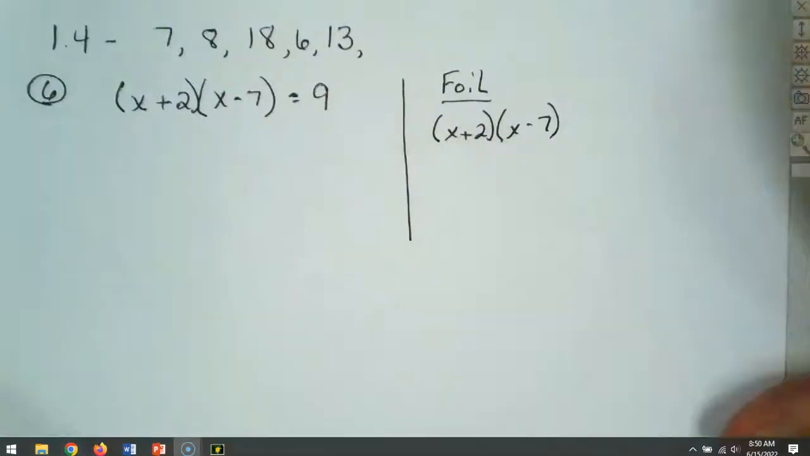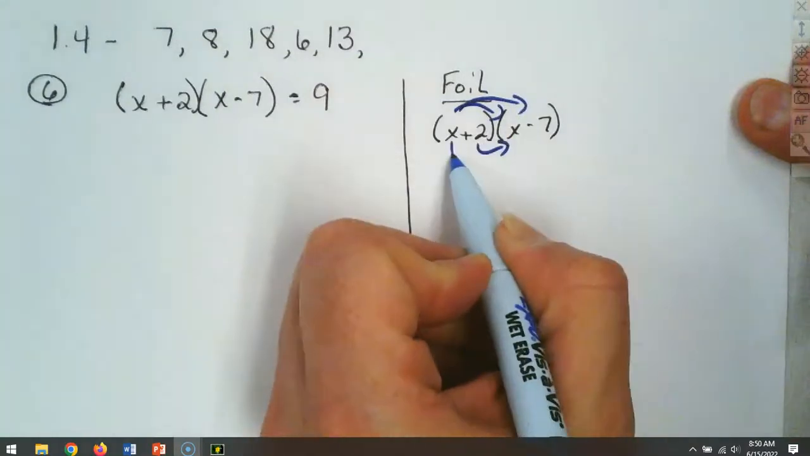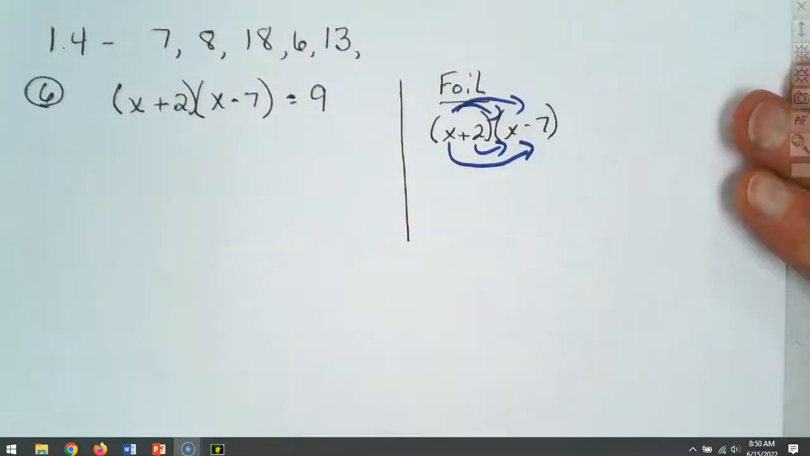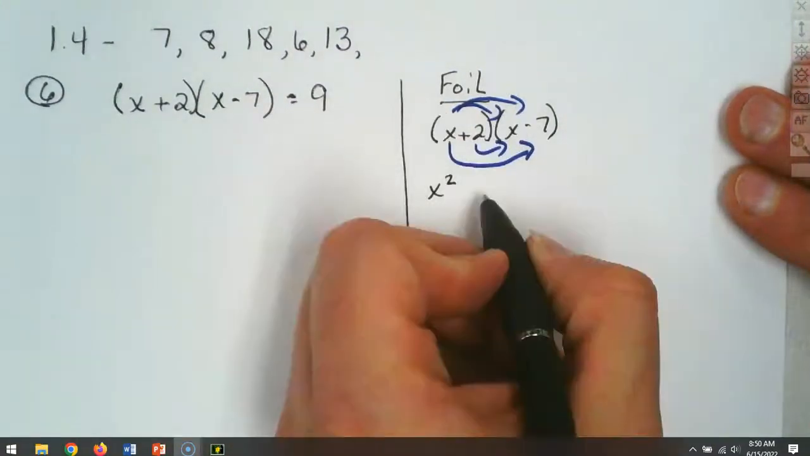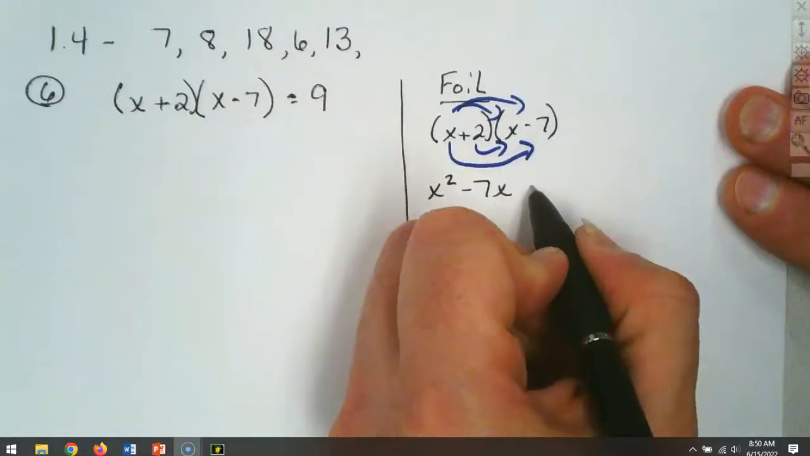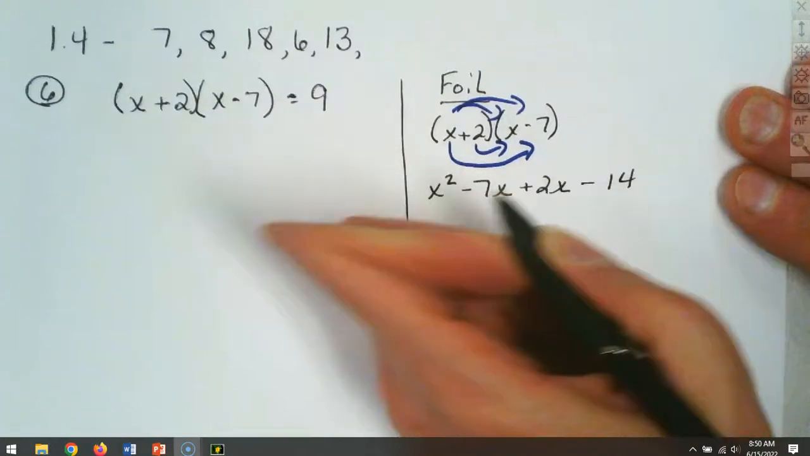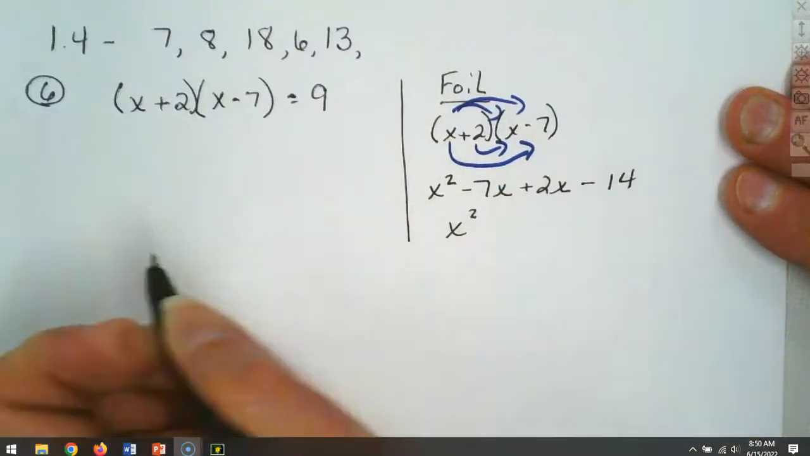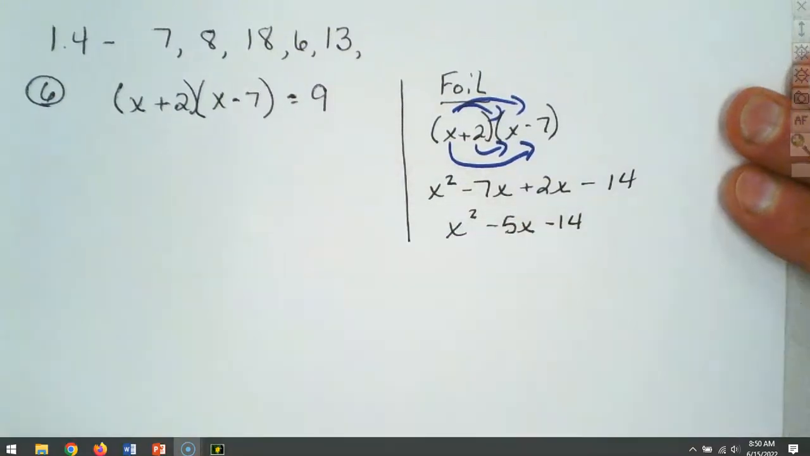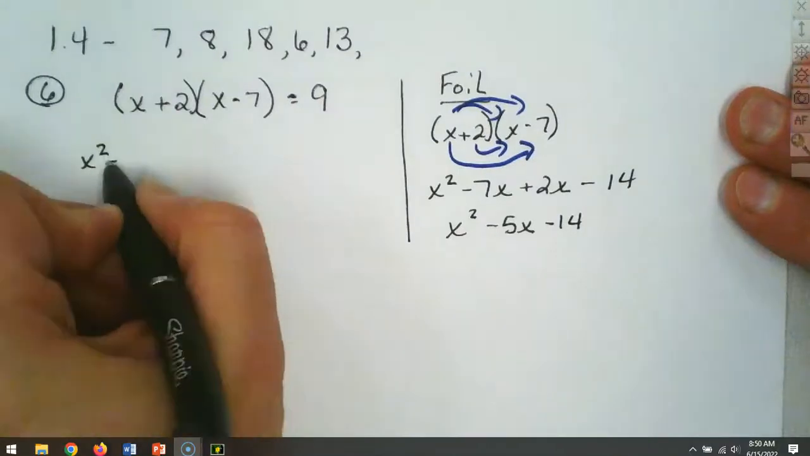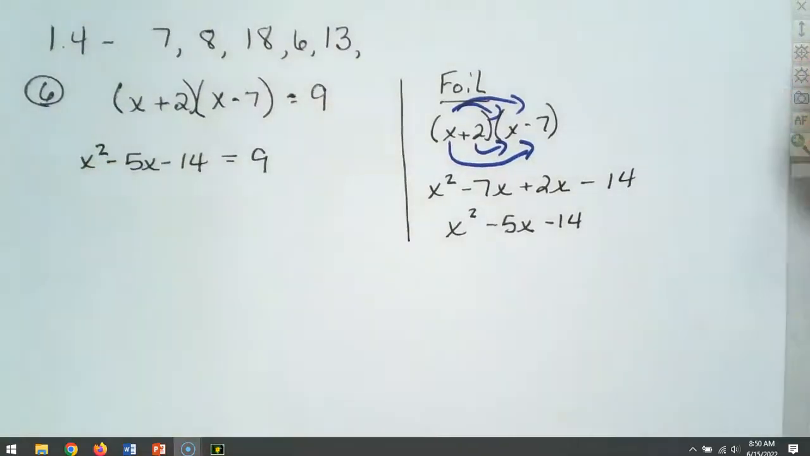And that's going to give you, when we distribute through, we'll draw our arrows here. First times first is x times x, so that is x squared. Outside and outside, that's a minus 7x. Inside is a positive 2x. And last is a minus 14. And that gives you then x squared minus 5x minus 14. Is everyone okay with that so far?